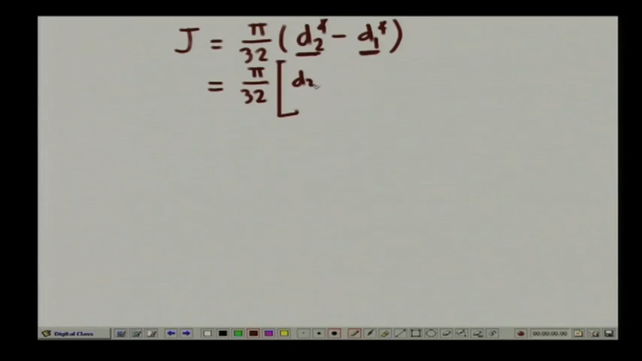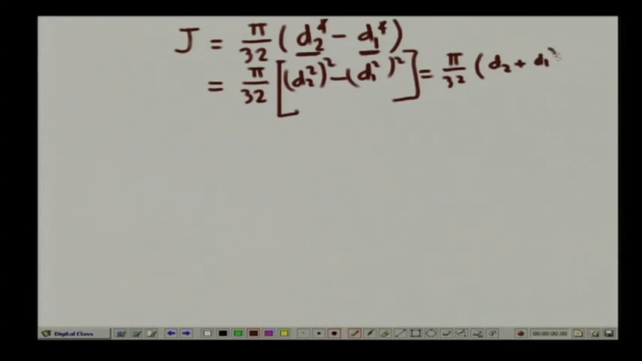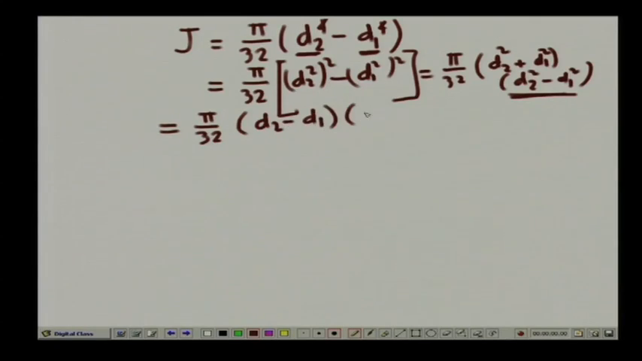So, this is the square of d2 square minus the square of d1 square, and this gives us π by 32 times (d2 square plus d1 square) times (d2 square minus d1 square). Further, d2 square minus d1 square can be split, and we can write this as π by 32 times (d2 minus d1) times (d2 plus d1) times (d2 square plus d1 square).